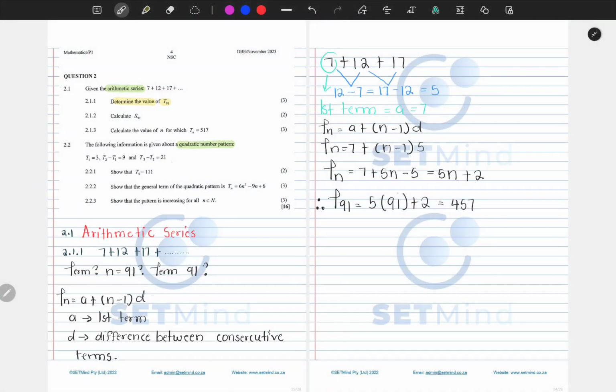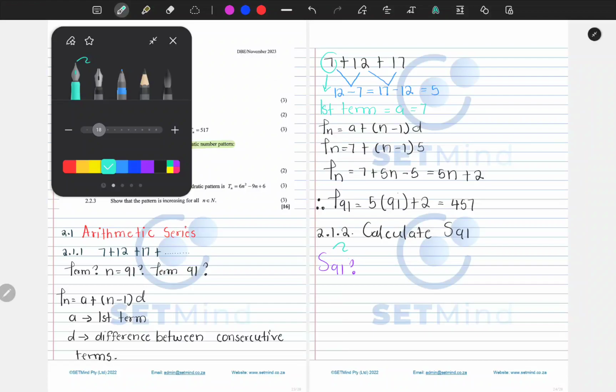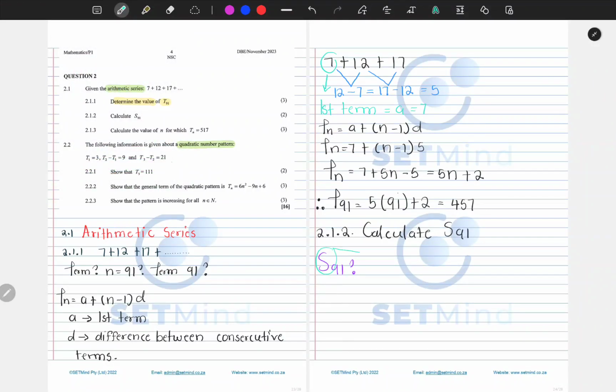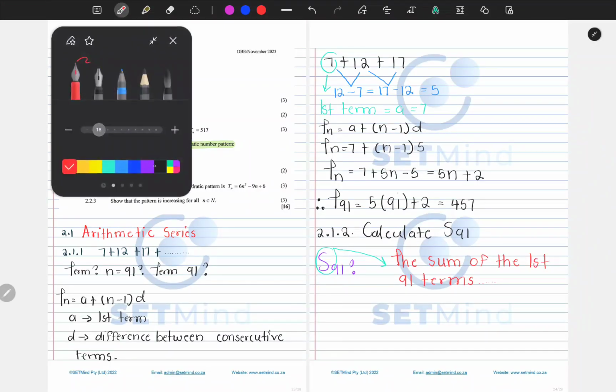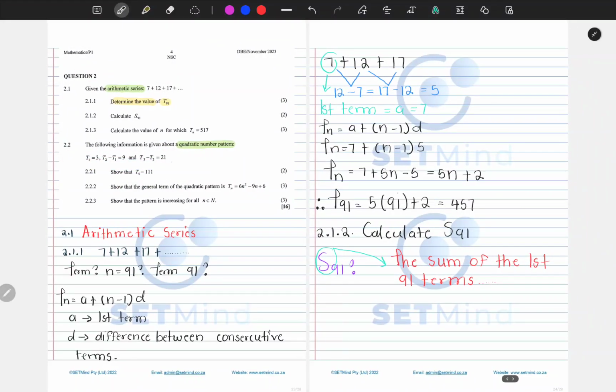That is T91. Now that we have T91, let's go to the second question, which is 2.1.2, where they are saying that we should calculate S91. So what is S91? All it means is the sum of the first 91 terms. That is what S91 is. So how are we going to find the sum of the first 91 terms?